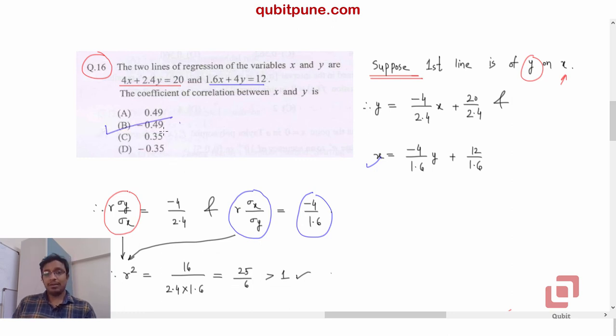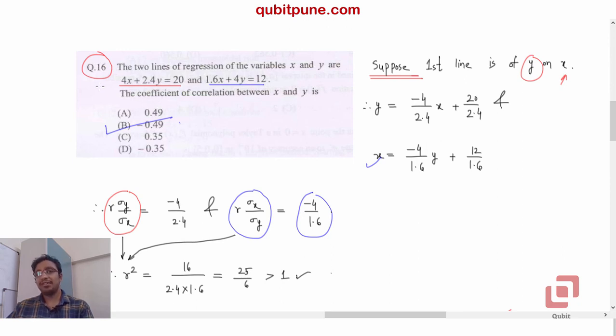They have not asked, but if they ask you to determine the values of the means of x and y, that is x bar and y bar, you have to solve these two equations simultaneously. Because we know that the lines of regression intersect at a point whose coordinates are the means of x and y. So that was question number 16.